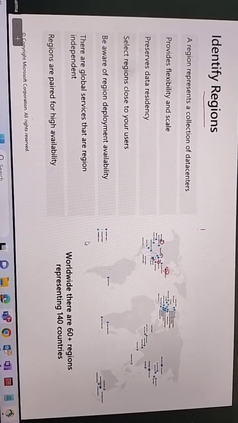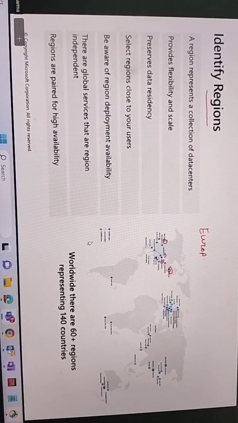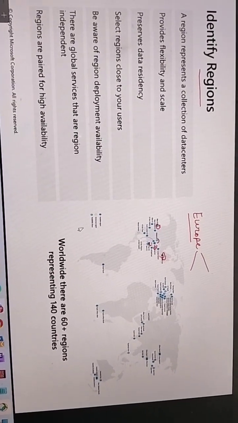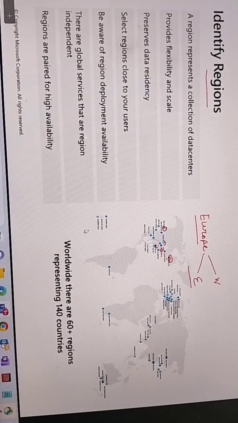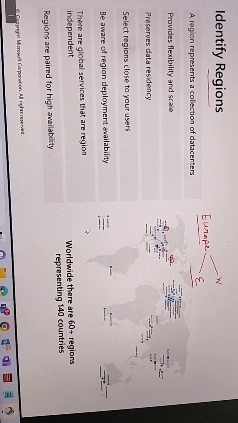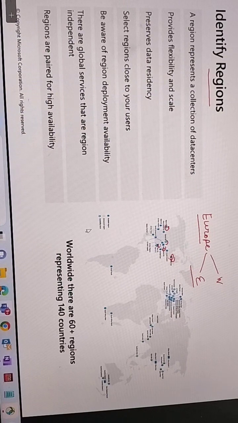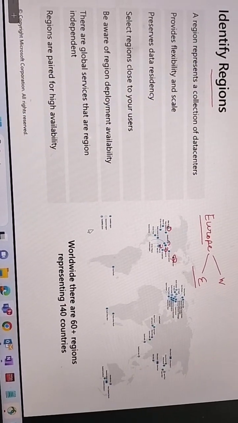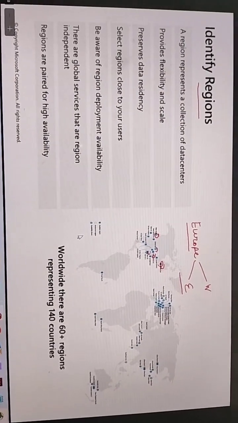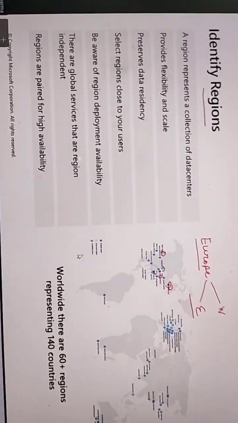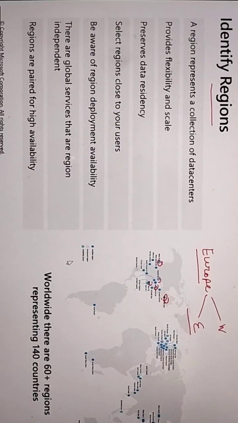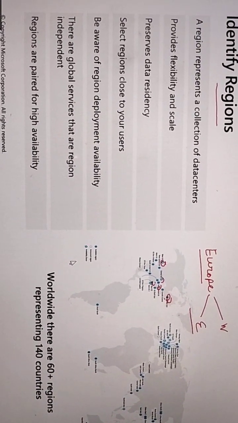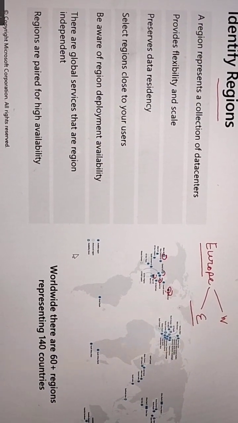For example, let's take Europe. In Europe we have East Europe and West Europe. Two regions are there, right, where the data centers are available in Europe. If I talk about the US, East US and West US are the locations where these regions are available, right? So Azure is generally available in more than 60 regions and 140 countries.